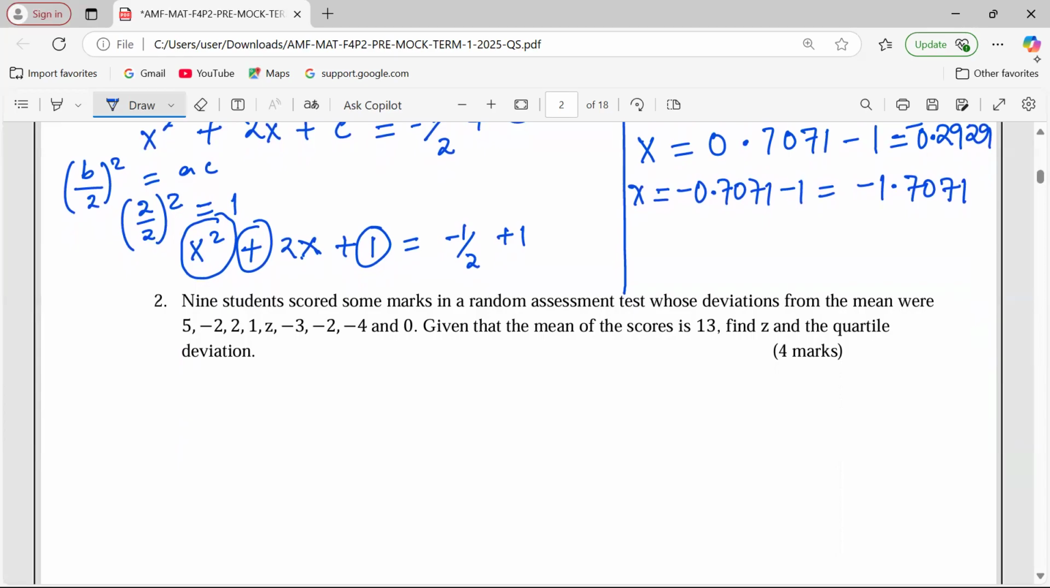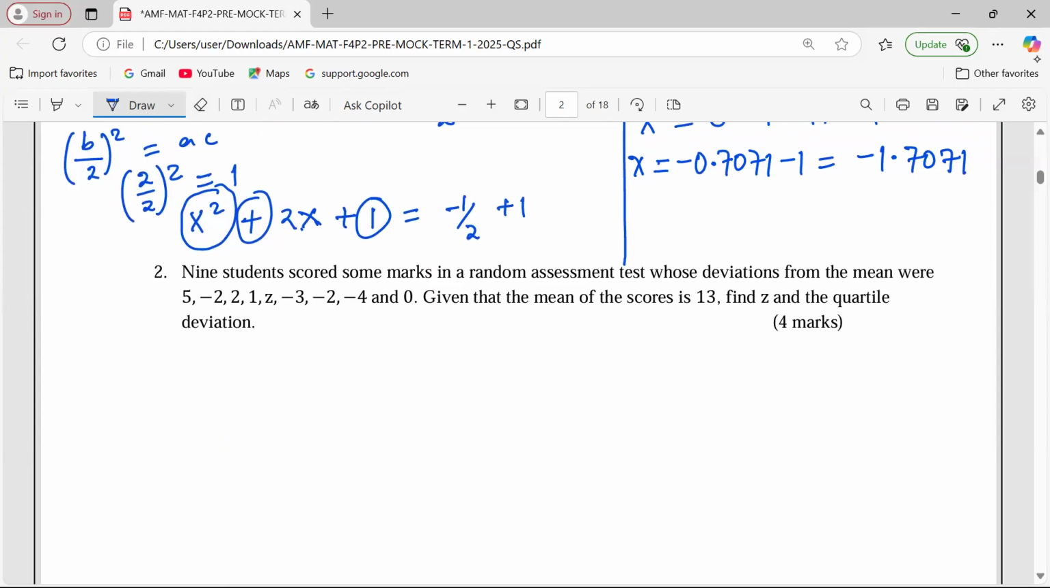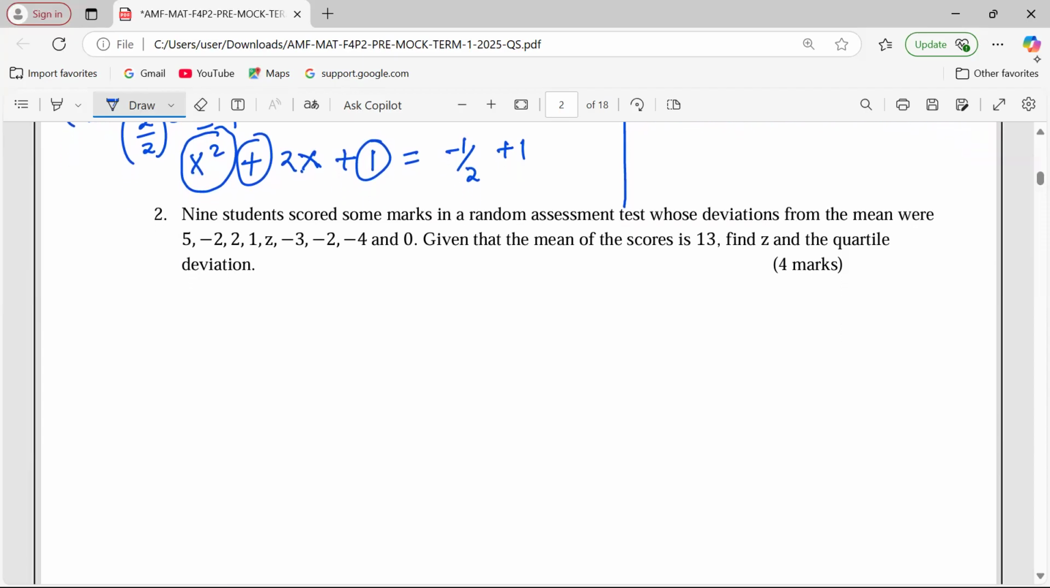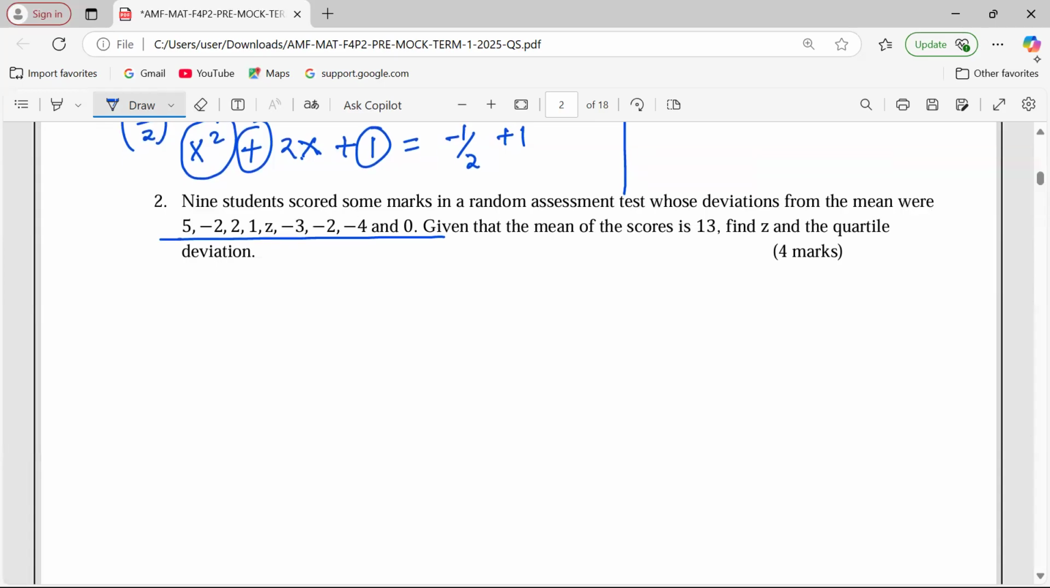9 students scored some marks in a random assessment test whose deviations from the mean were 5, -2, 2, 1, z, -3, -2, -4, and 0. Given that the mean of this course is 13, find z and the quartile deviation. Something we're supposed to understand is that all deviations from a mean add up to 0. All the deviations that we are seeing there from a mean score usually add up to 0.